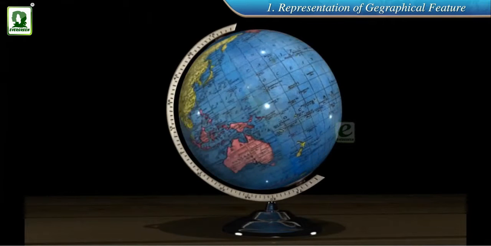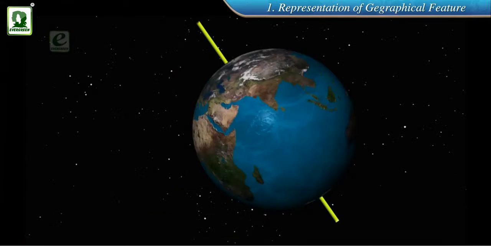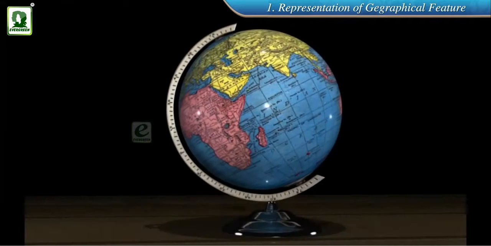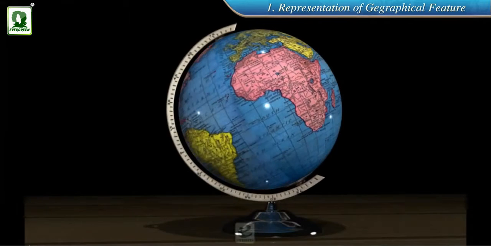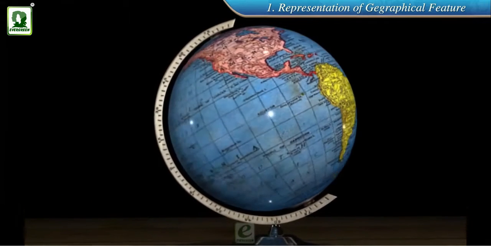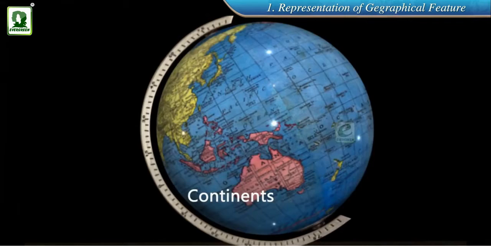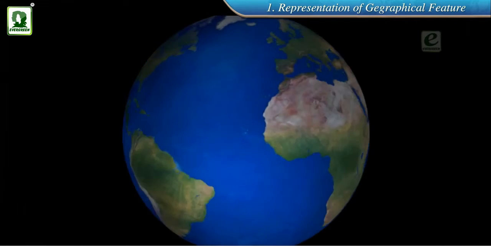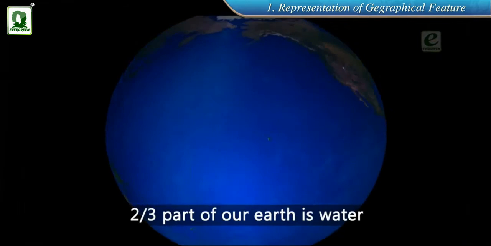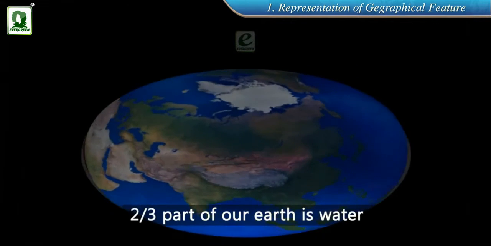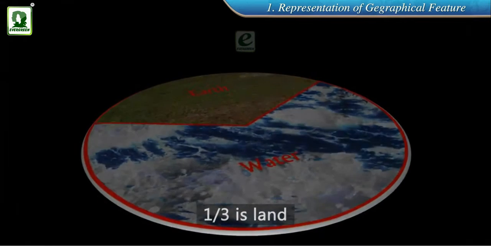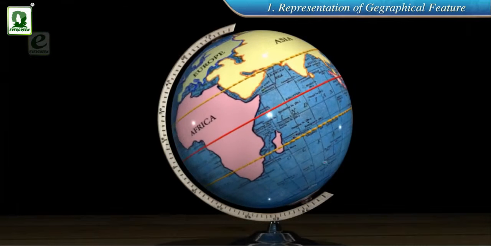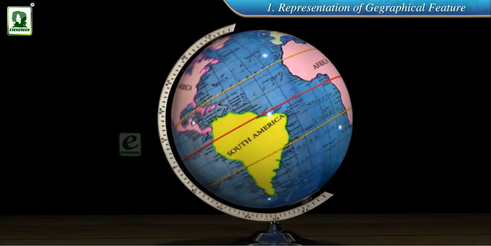Now look at the Earth carefully. It is tilting towards the sun, and the same tilt can be observed in a globe. The globe is a 3-dimensional model and represents the whole Earth, that is oceans, continents, countries, etc., in their true shapes and sizes relative to each other. 2/3 part of our Earth is water, and the rest 1/3 is land. The surface area of both water and land can be seen on a globe.